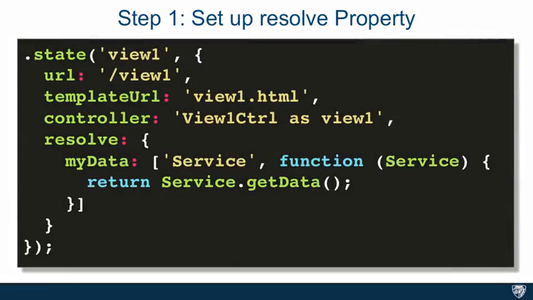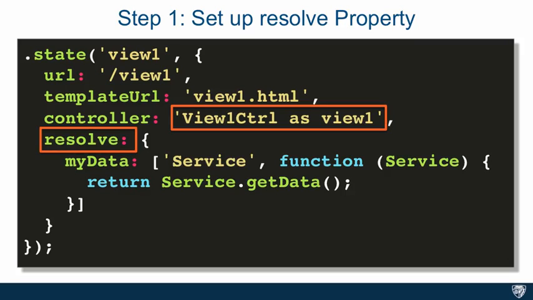You can see that here we're declaring a state by the name of view1. You can also see that we're declaring that state with the controller view1Controller as view1. But now we have a new property called resolve. Resolve is a configuration object that has some key and value pairs.